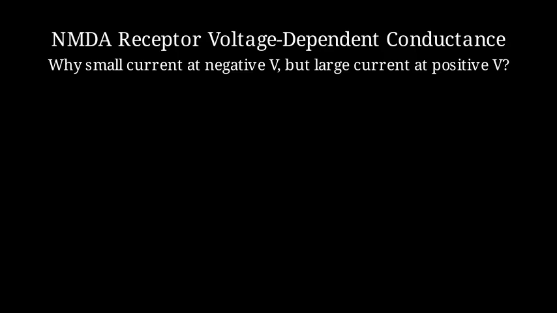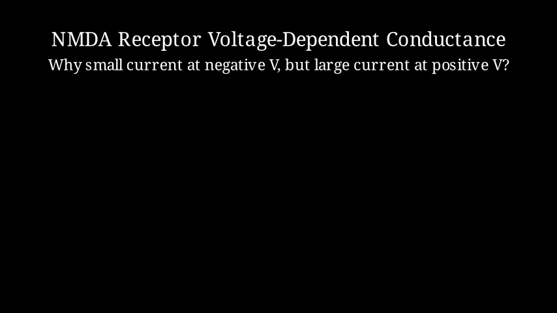Welcome to MathGPT. Today we're going to talk about the NMDA receptor, a special glutamate ionotropic receptor. Our goal is to understand why the NMDA receptor conducts very little current at negative membrane potentials, but large current at more positive potentials. We'll use a clear visual model and then select the correct mechanism.